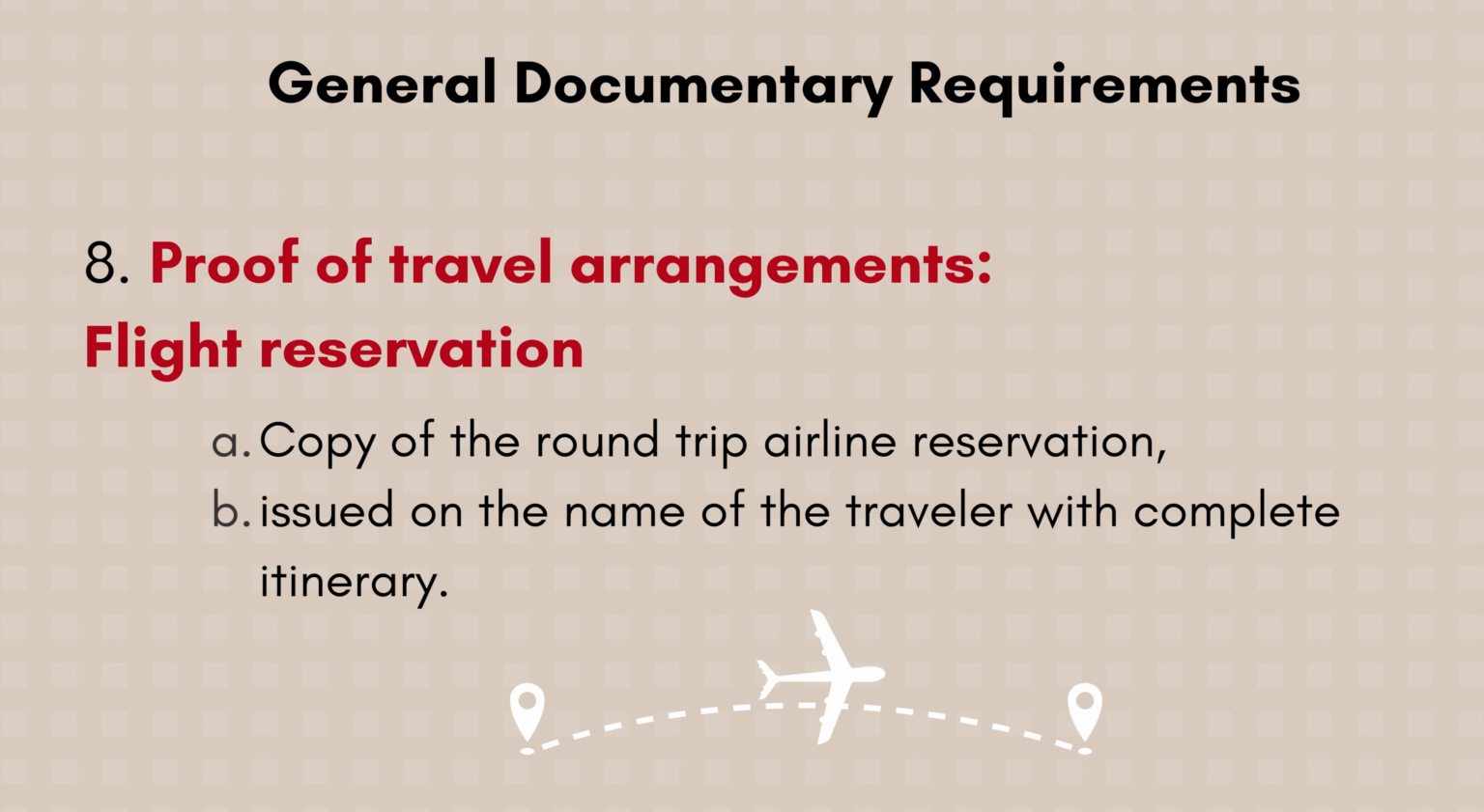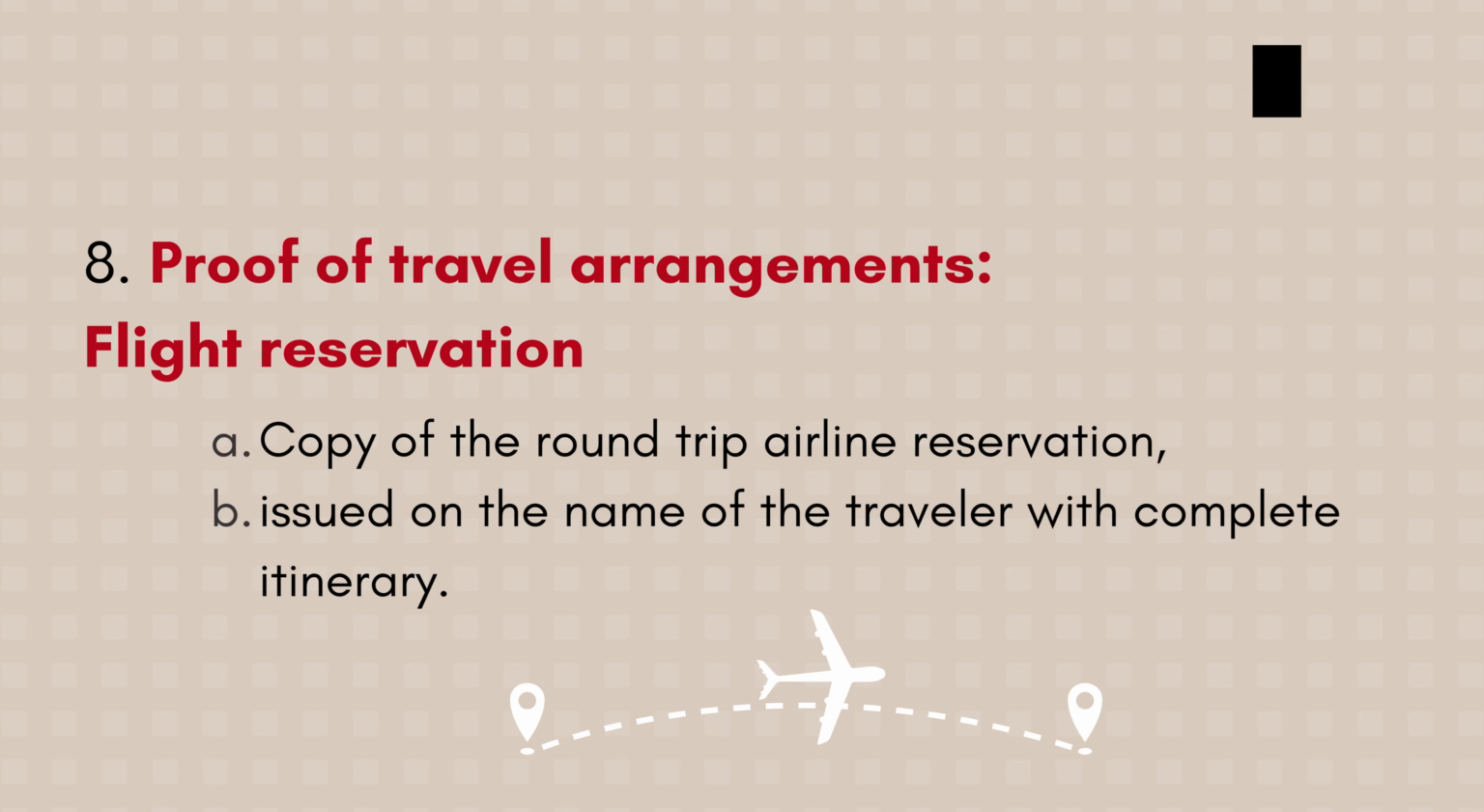Next, number eight, proof of travel arrangement. The first one would be a flight reservation. Again, take note, a flight reservation. This is a copy of your round trip airline reservation. This is issued in the name of the traveler or the visa applicant with the complete itinerary.